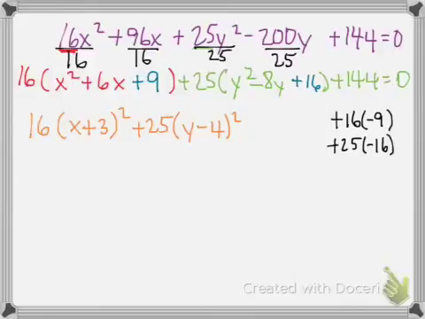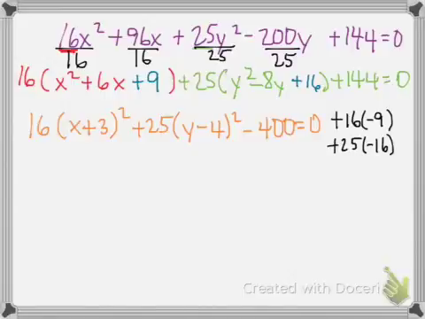Okay, so 16 times negative 9 is negative 144, and 25 times negative 16 is negative 400, so 144 minus 144 minus 400 leaves me with negative 400. So I have that's equal to 0. And then in order to write it as a Cartesian equation, I have to take the constant of negative 400 and move it to the other side.